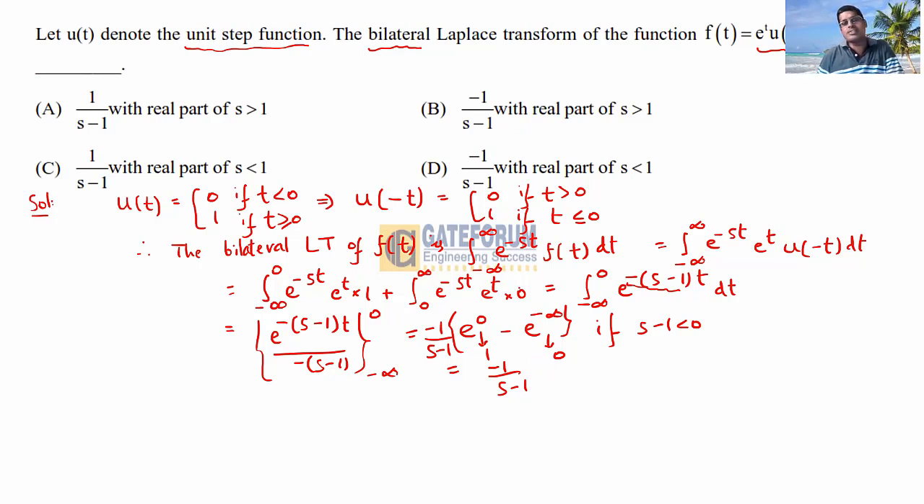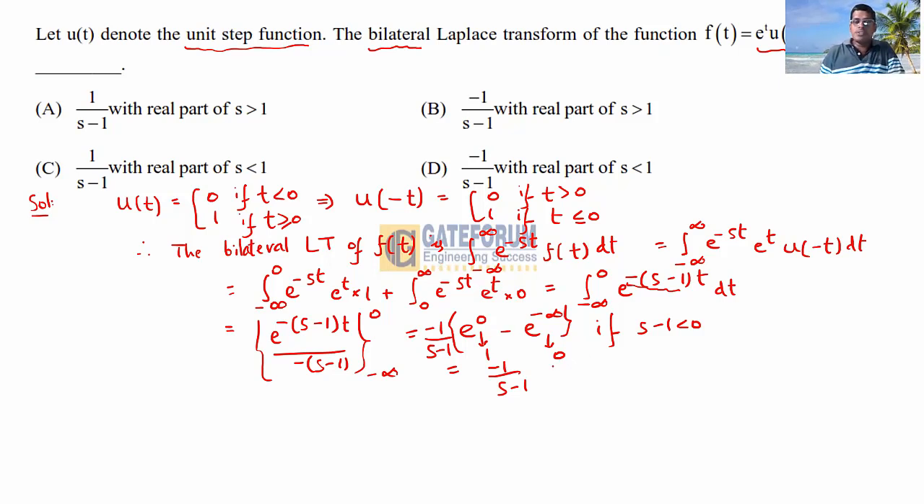But 1 by 1 minus s is not an option. We should decide yes. That means less than 1, greater than 1. Usually with complex numbers, we cannot compare greater than 1 or less than 1. For a real number we can say greater than 1, less than 1. Here s is a parameter which may be real or complex.